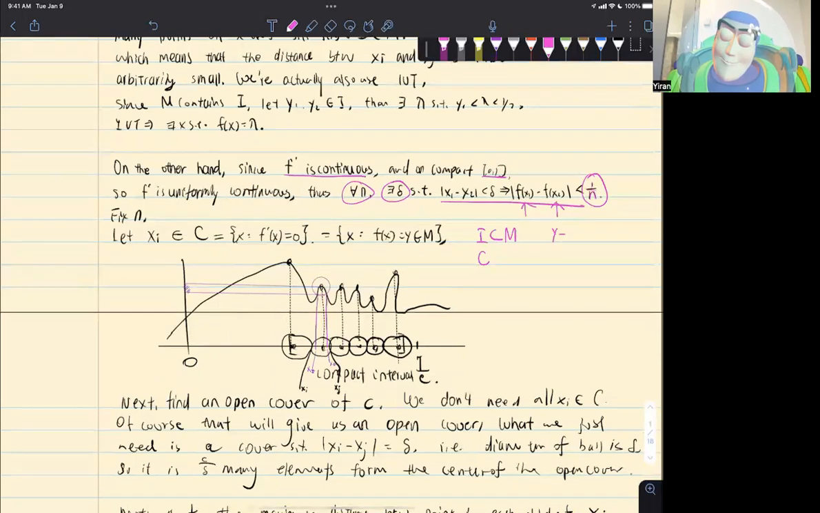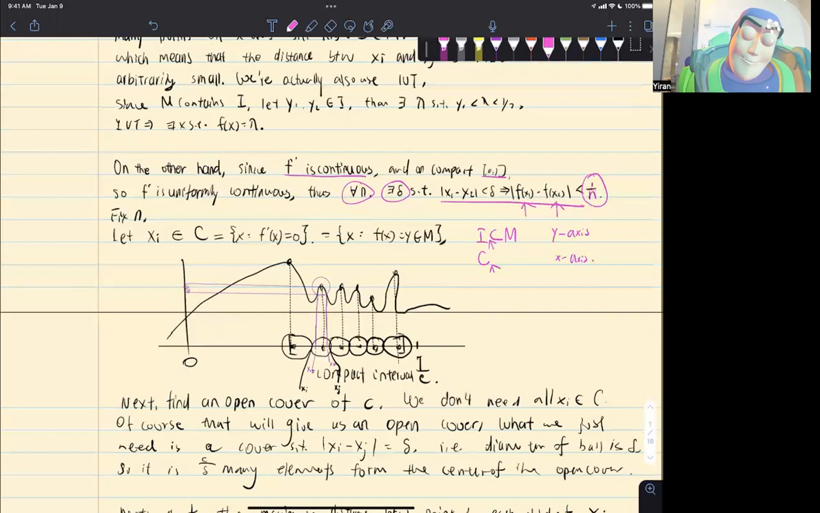So those are on the y-axis. And now define C to be on the x-axis, where each element in C corresponds to each element in this interval. Mathematically, we can write that an element is in C if it satisfies the property that the first derivative of f evaluated at this point is equal to 0. In other words, C contains elements such that the function evaluated at this point is actually contained in M.